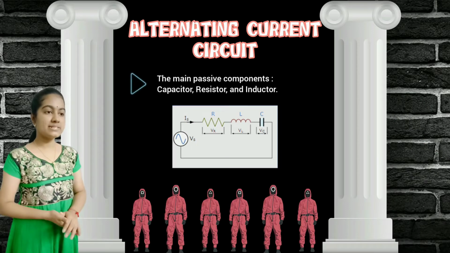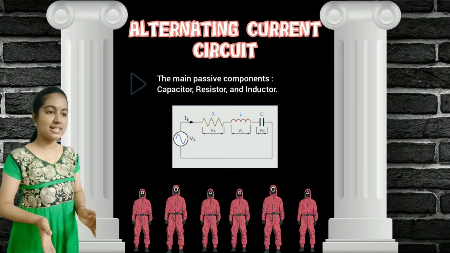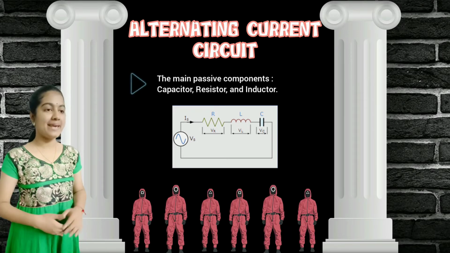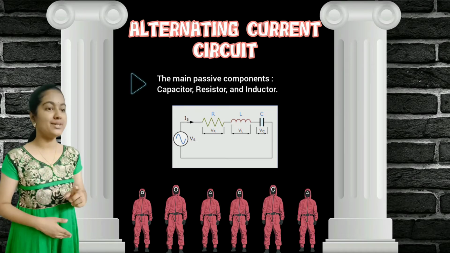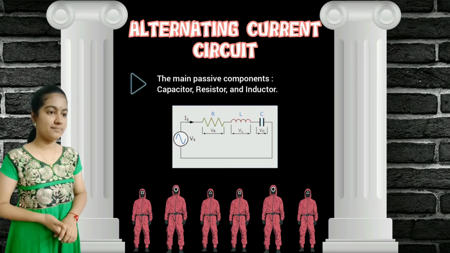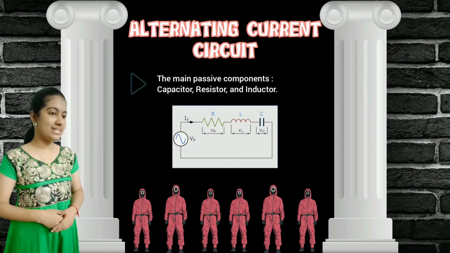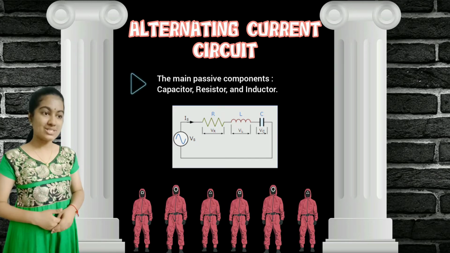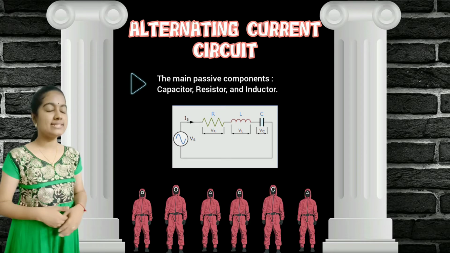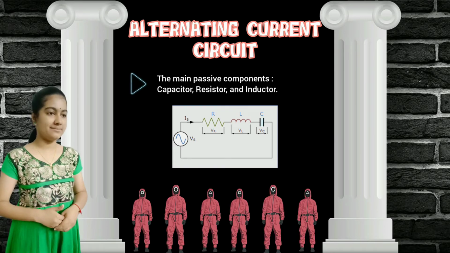The main passive components employed in any circuit are the capacitor, resistor, and inductor. All three passive components have one feature in common: they limit the electrical current in the circuit, but in various ways. The diagram below shows the main passive components in an alternating current circuit. In this diagram, R, L, and C represent the resistor, inductor, and capacitor respectively.